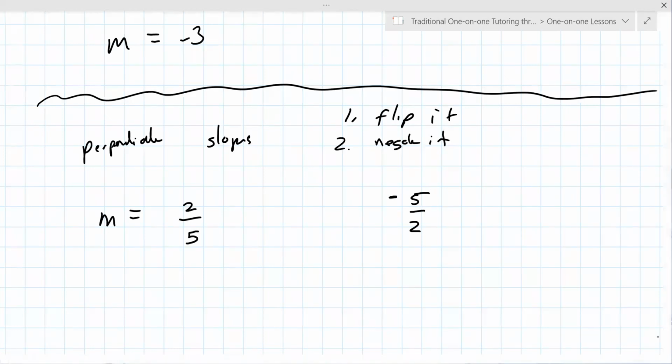So let's do another one here. Let's say I tell you the slope is 4/3. I want you to flip it. What's the flip of 4/3? 3/4. And then you have to negate it.